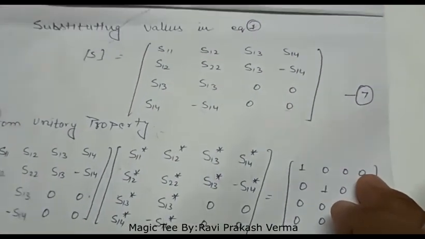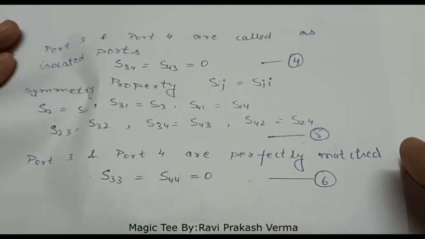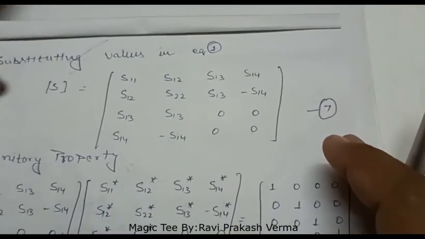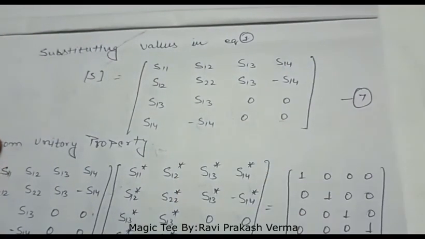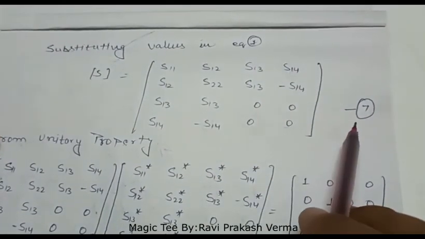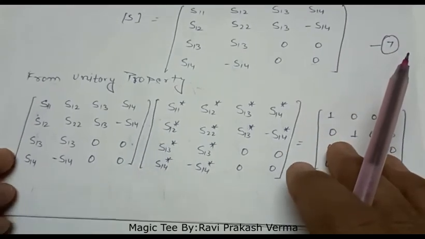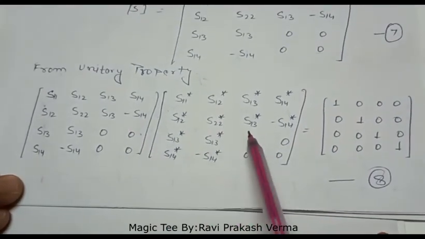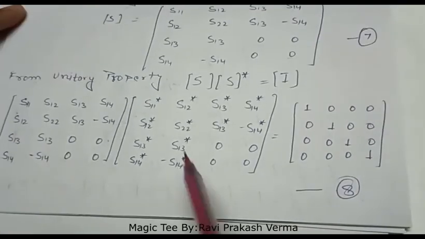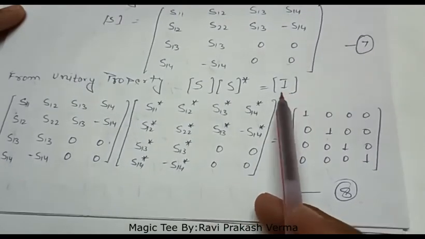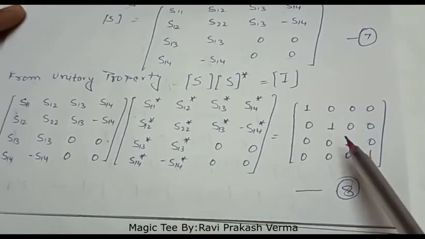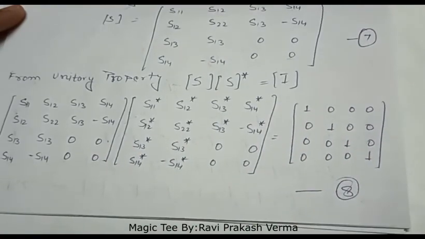By substituting all the values we obtained in equations 2, 3, 4, 5, 6 into equation number 1, we get this scattering matrix, and it has been given as equation number 7. Then by using the unitary property, this S matrix and its conjugate is equal to the identity matrix. We put all these values in this scattering matrix, and I have given this as equation number 8.